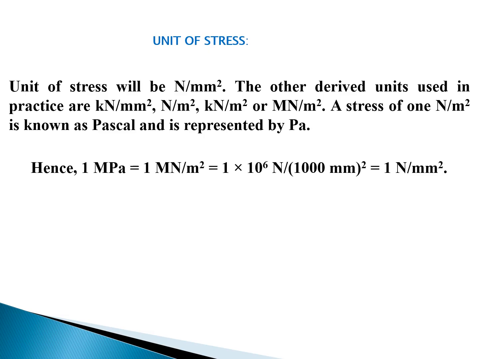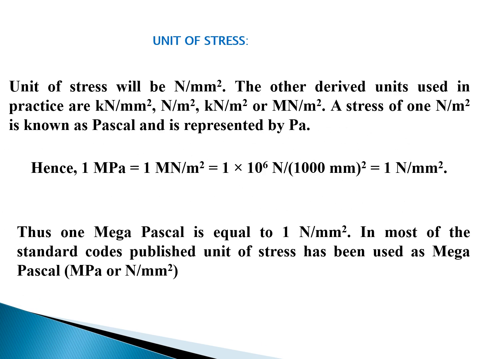So this is the conversion. 1 megapascal equals 1 Newton per meter square into 10 to the power 6, which is Newton per 10 to the power 6 millimeter square, finally 1 Newton per millimeter square. Thus 1 megapascal is equal to 1 Newton per millimeter square. In most of the standard codes published, the unit of stress has been used as megapascal, that is MPa, or Newton per millimeter square.